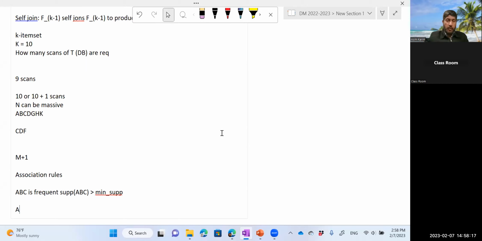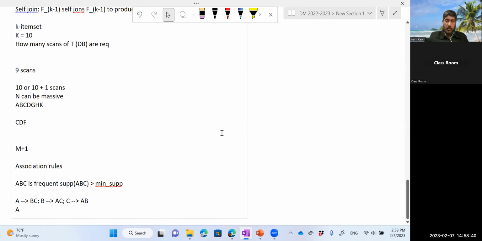So from this, you can generate rules like A implies B, C. That's one rule. You can say B implies A, C. That's another rule. You can say C implies A, B. That's the third rule. We have one item on the left and two items on the right. You can have other combinations as well. So A, B implies C, A, C implies B, and B, C implies A. Okay, these are your rules generated.